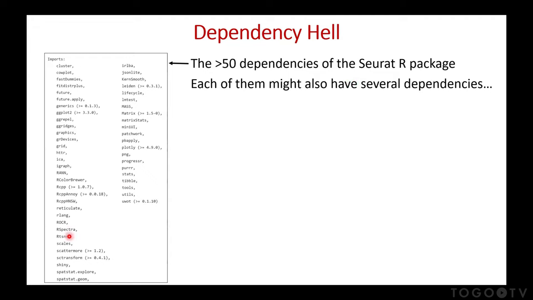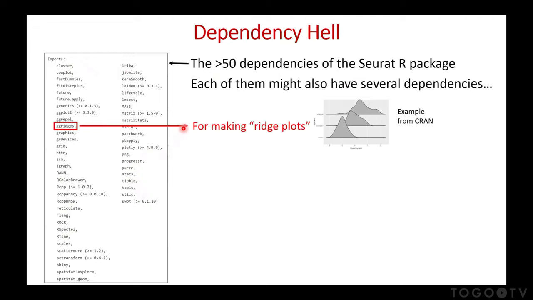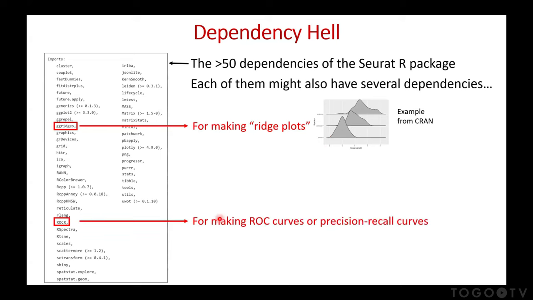So it has more than 50 dependencies. And of course, each of them also has dependencies. It makes sense because Seurat does many things, of course. But the problem is, for me, it includes, for example, ggridges for making ridge plots. I like ridge plots, but I think I have never made a ridge plot in Seurat. And also, it has ROCR. It's for making ROC curves or precision recall curves. And I like ROC curves and precision recall curves, but I have never made an ROC curve in Seurat.